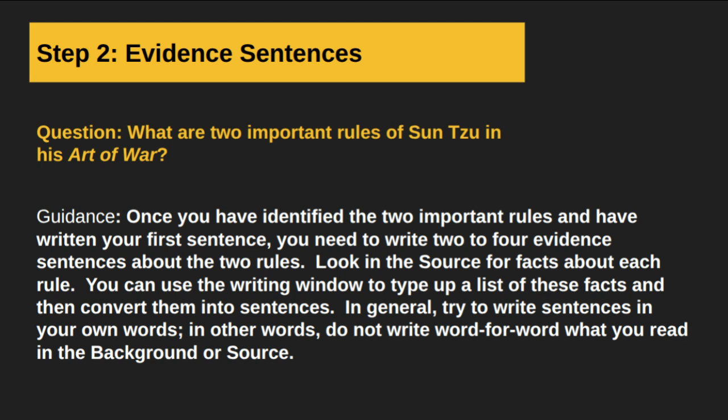Step 2 is writing evidence sentences that explain more about the 2 rules. We are making 2 evidence sentences for each rule, and these sentences are about specific facts or information we locate in the source. We are not quoting from the source yet. We are putting the facts and information in our own words.